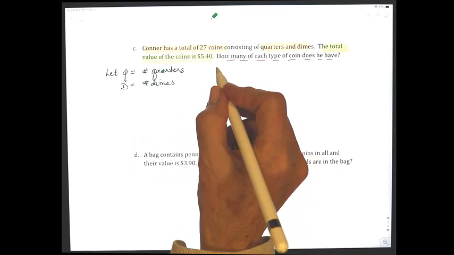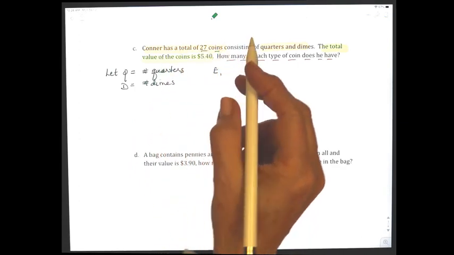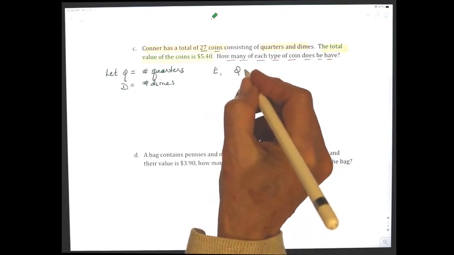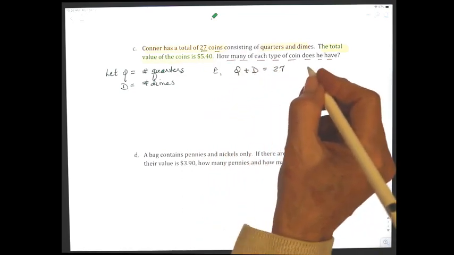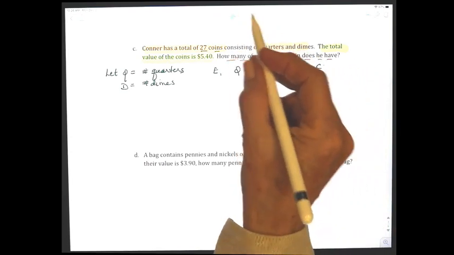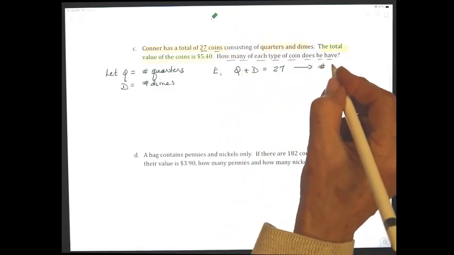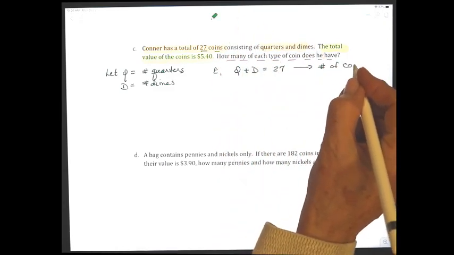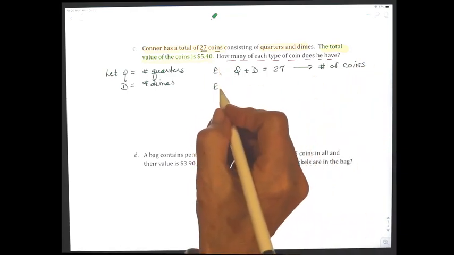And I can pretty easily get my first equation. Connor has a total of 27 coins. So I know that the number of quarters added to the number of dimes has to total up to 27. So I notice that this first equation is something about the number of coins. And the second equation is going to have to do with the money.